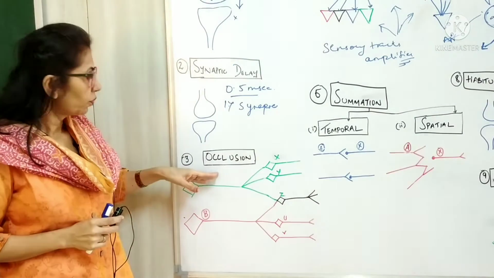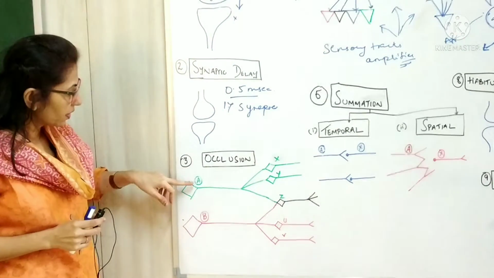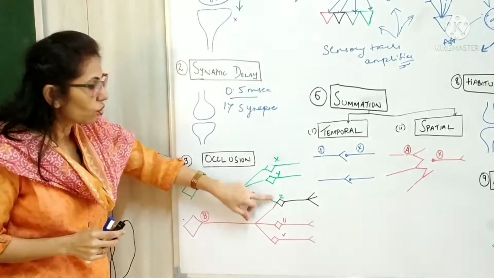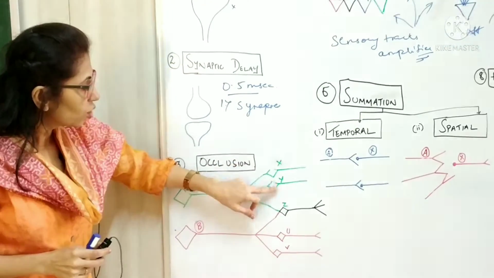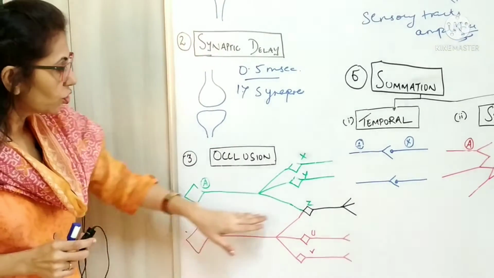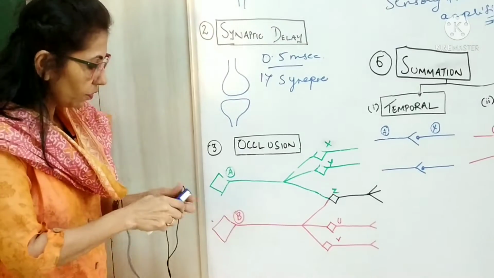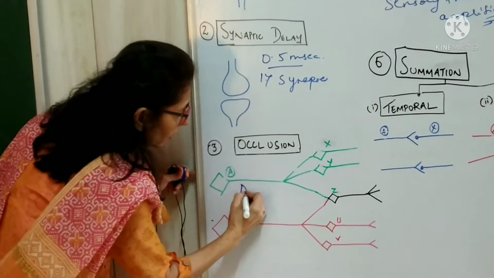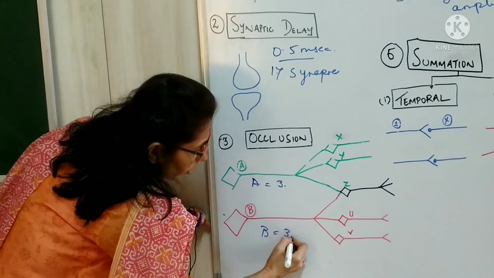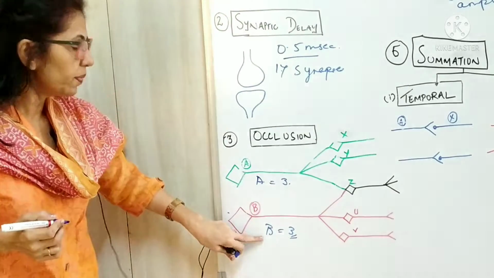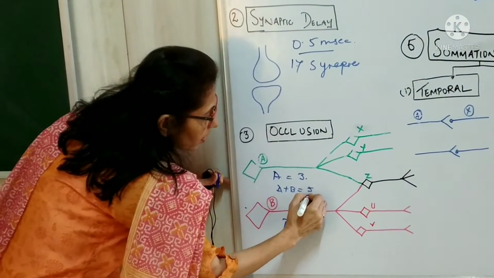The next property is the property of occlusion. Here one presynaptic nerve fiber, or one afferent fiber, say fiber A, stimulates 3 neurons. So one single fiber A is stimulating 3 neurons X, Y and Z. When we stimulate B, it stimulates another 3 neurons. So the response of A is 3, and B is also stimulating 3. But when we stimulate both A and B together, the response is of 5 neurons.